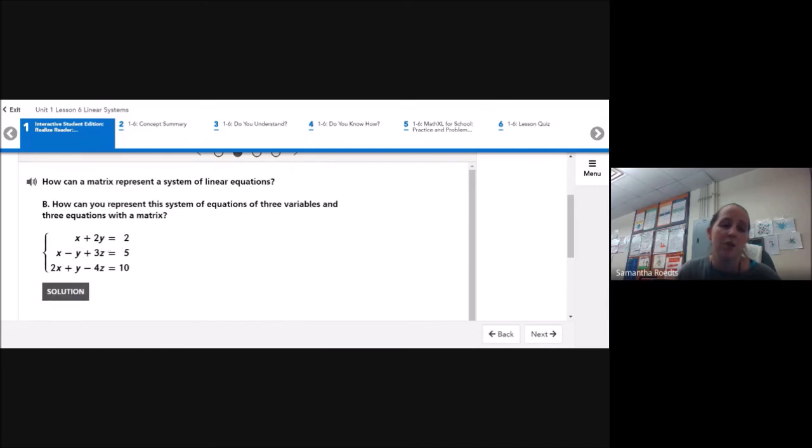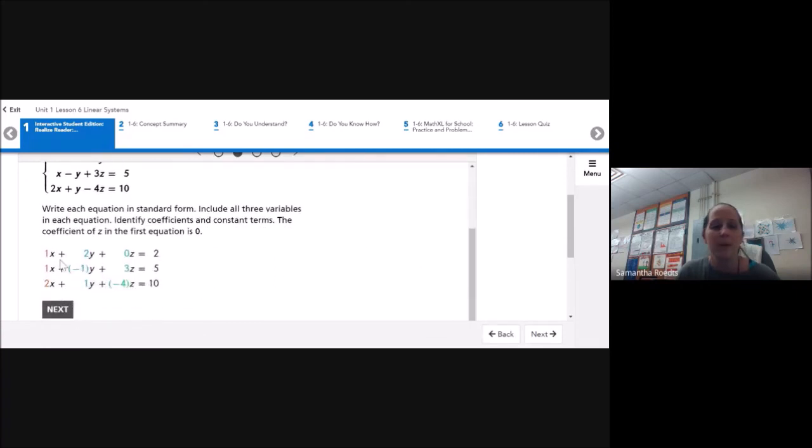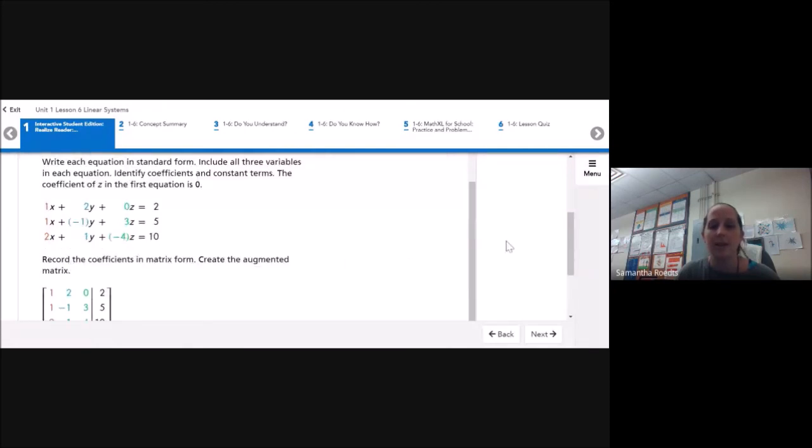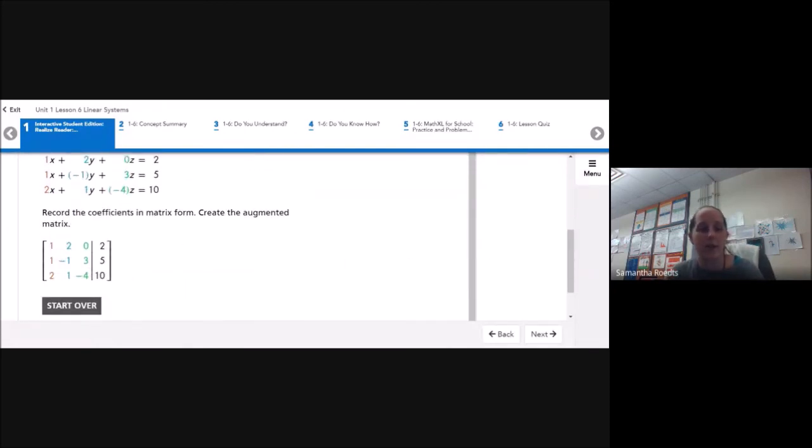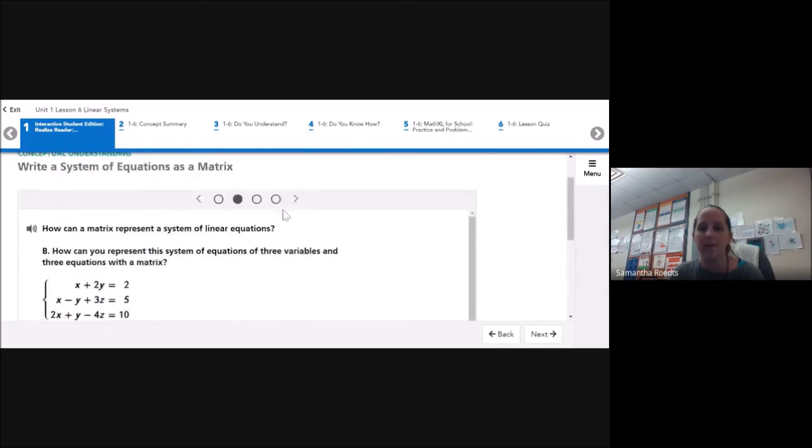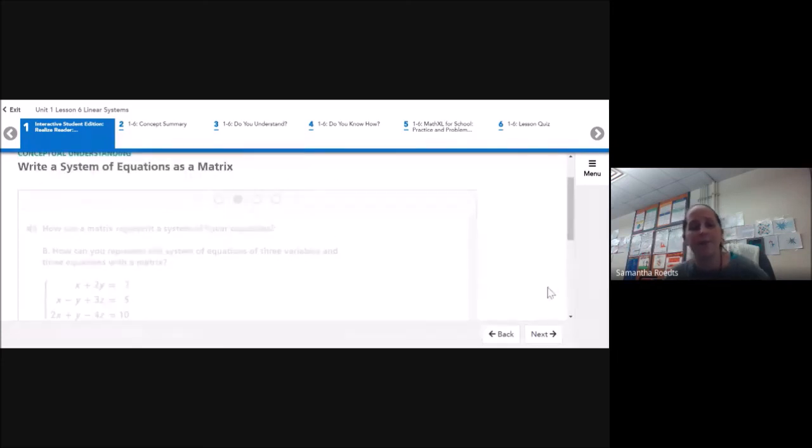I can notice that there's no z here, so that's going to be represented by a 0. Okay? So when I do this, I pull out all the coefficients, the constants, and I set it up in a matrix. All my x values, all my y values, all my z values, all my constants. Okay? So let's go ahead and try some out.